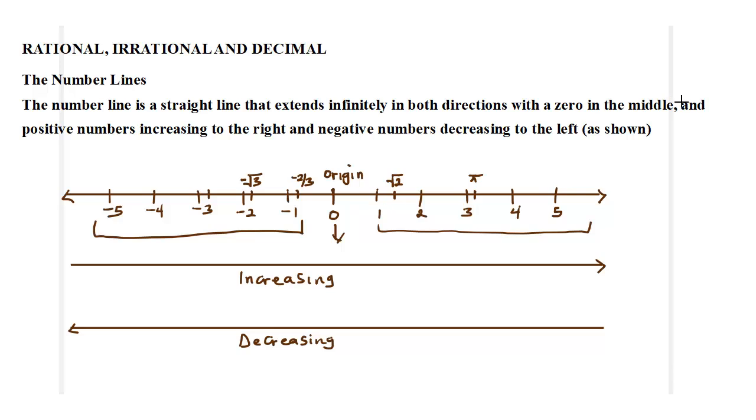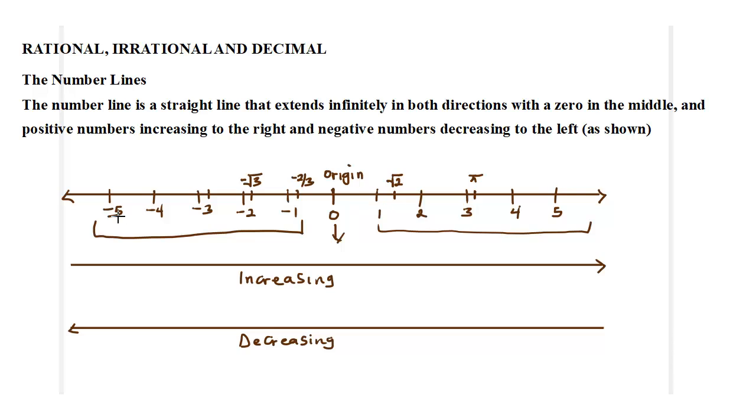So with 0 in the middle, which represents the origin, positive numbers, which could be integers, whole numbers, or irrational numbers, increase to the right. So what I'm saying is that positive numbers increase to the right. And negative numbers decrease to the left. Generally, all the numbers decrease to the left, and all the numbers increase to the right.